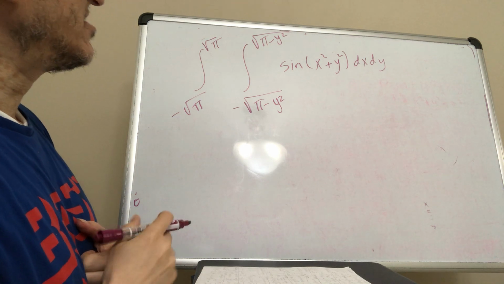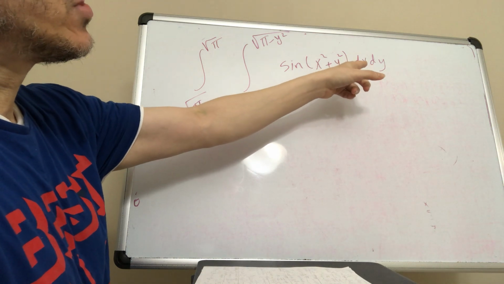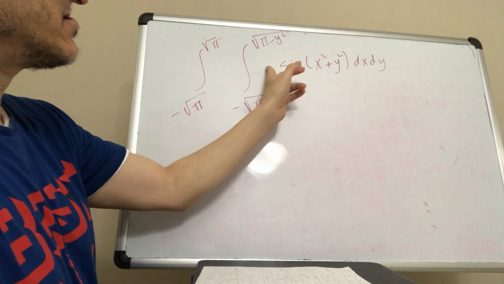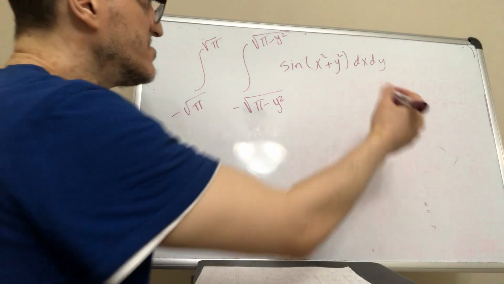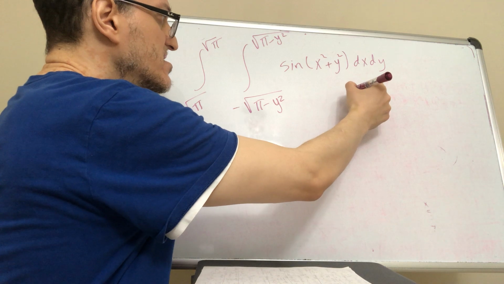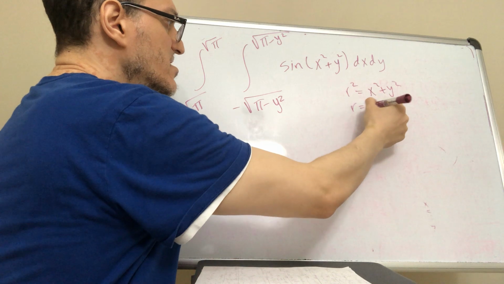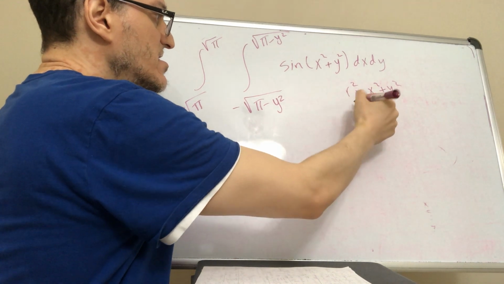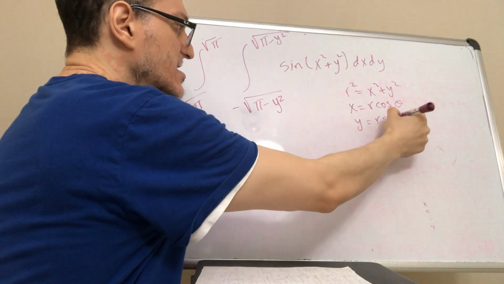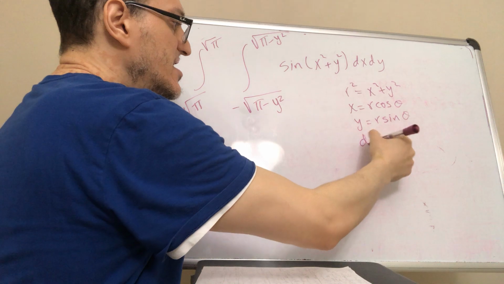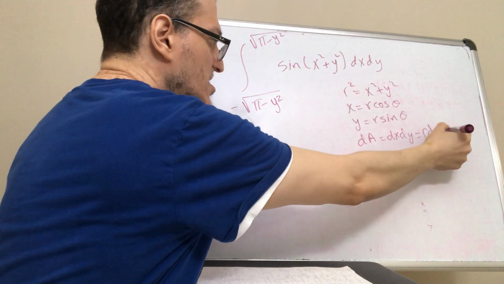Even if he doesn't, you'll see integrating this with respect to x is hard, and also with respect to y is hard because the derivative is not outside. So we need to make the switch. Remember, when you make the switch, obviously r squared is x squared plus y squared. X is r cosine theta, y is r sine theta, dA, which is dx dy, is r dr d theta.